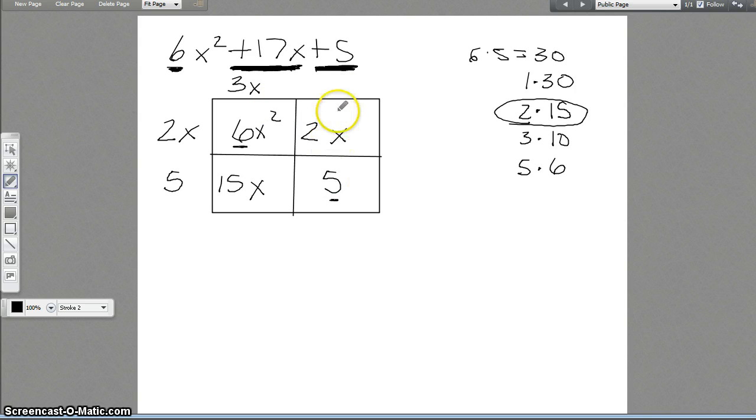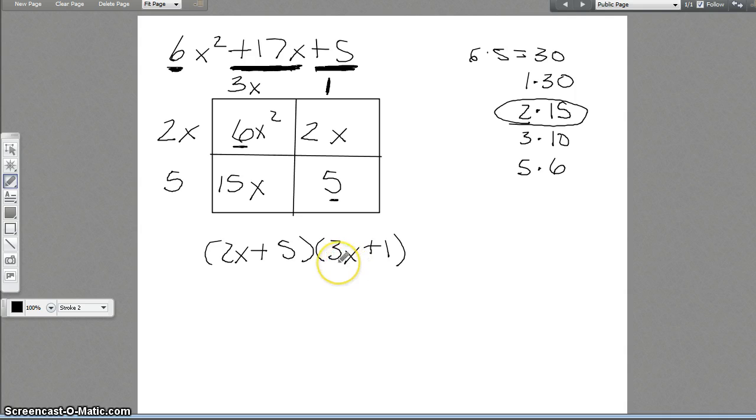Now we look at our second column. We have a 2x and we have a 5. Our greatest common factor there is 1. So this means that we can factor this equation as 2x plus 5 times 3x plus 1.